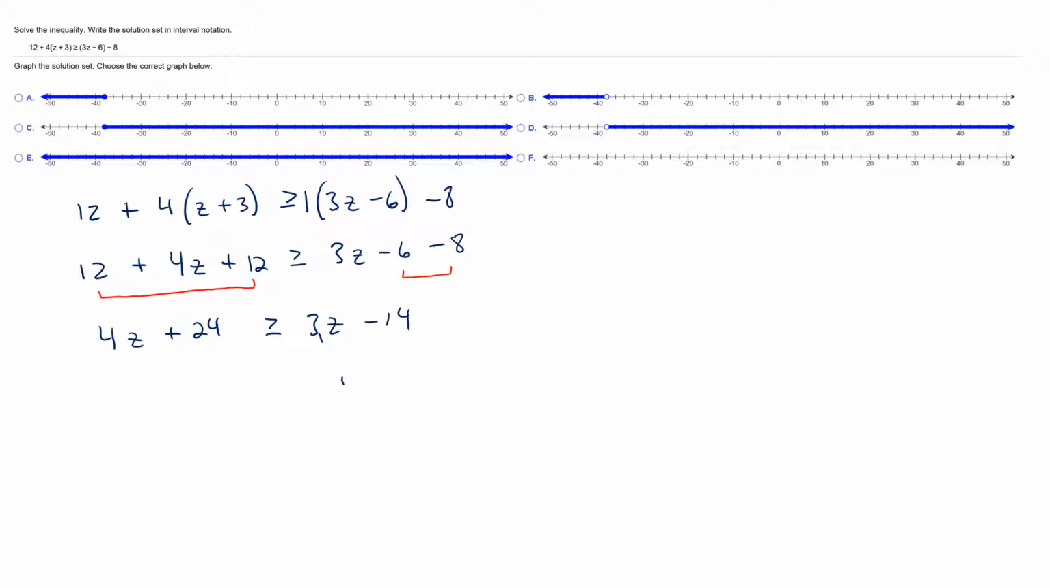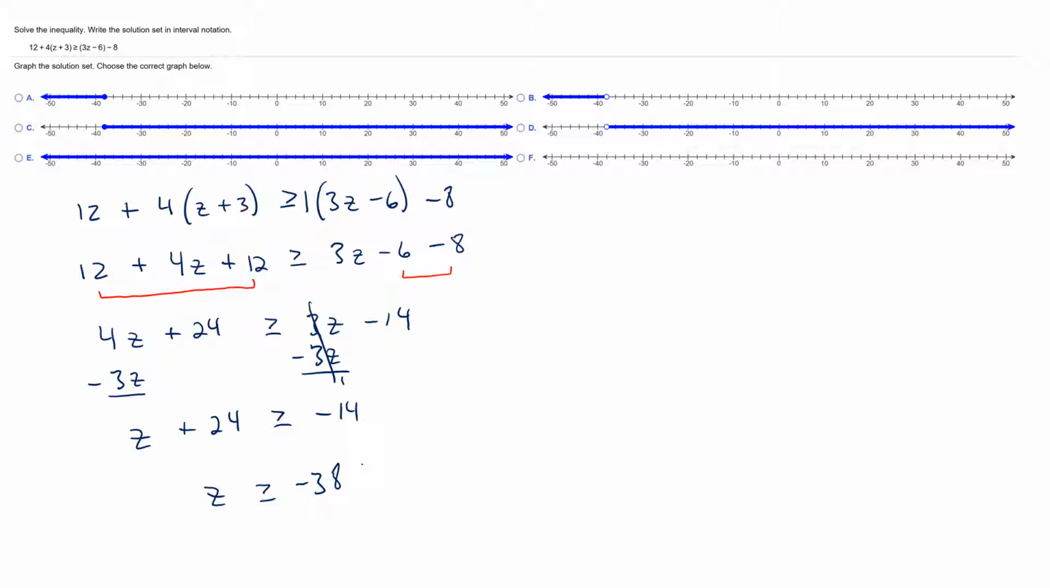Now I have two variable terms, a 4z and a 3z. I'm going to cancel out one of those. It doesn't matter which one I cancel out, but it's nice to leave myself with a positive coefficient. It's a little bit preferred that way. And so I have 1z plus 24 greater than or equal to negative 14. And finally, we subtract 24 from both sides. And after subtracting 24, negative 14 minus 24, that would be negative 38.